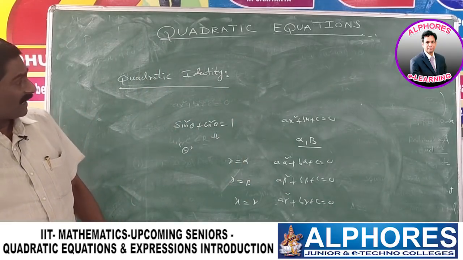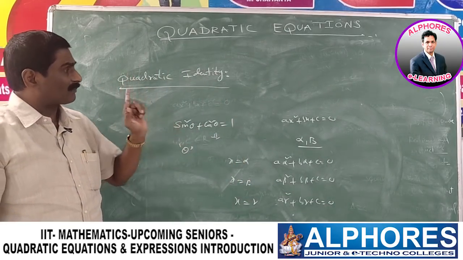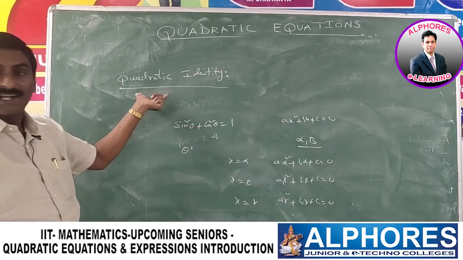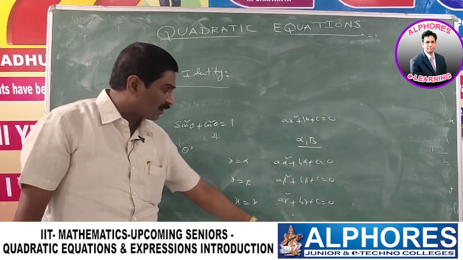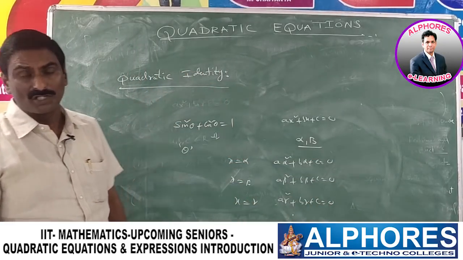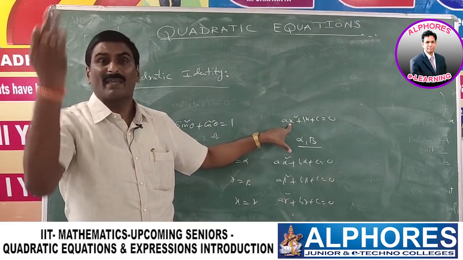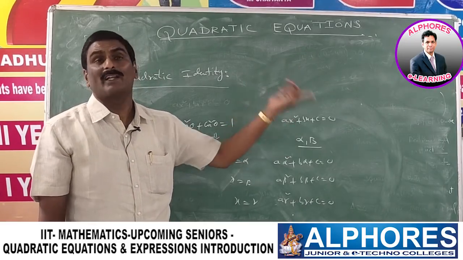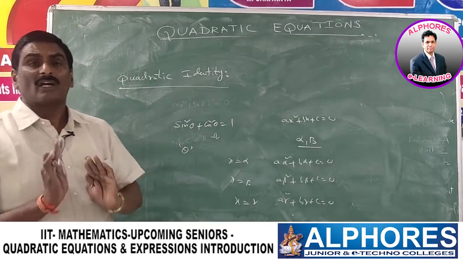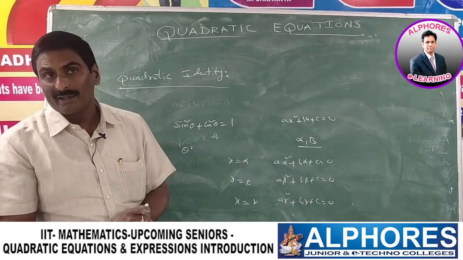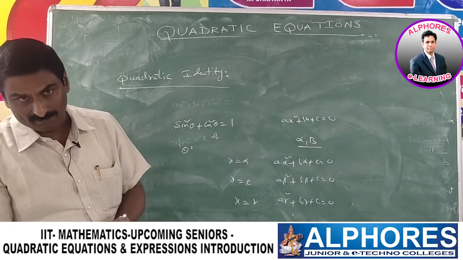The quadratic expression ax square plus bx plus c is equal to 0 is said to be a quadratic identity when a is equal to 0, b is equal to 0 and c is equal to 0. That means this equation has infinitely many solutions, that means it has more than two roots. Simply, if a quadratic equation has more than two roots, then it is said to be a quadratic identity.